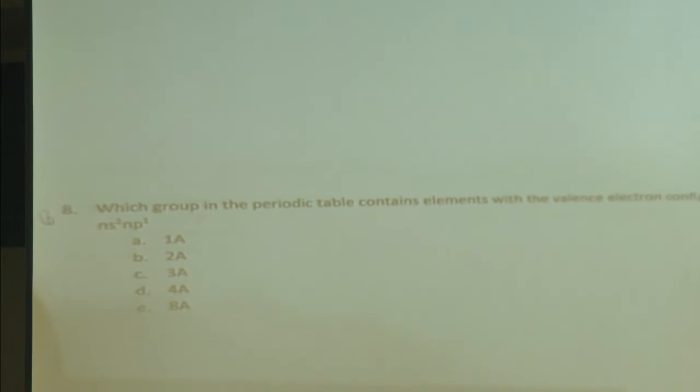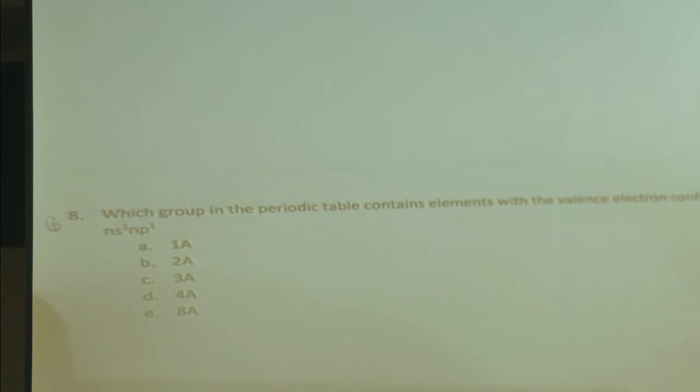All right, so let's go to number 8. Which group in the periodic table contains elements with valence electron configuration of ns2np1? So where do we find 1a, 2a, 3a on the periodic table? Do we find it on the left or on the top? On the top. So ns2p1 would correspond to which column? 3, yeah.